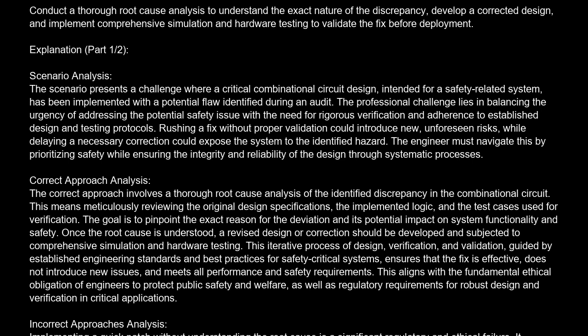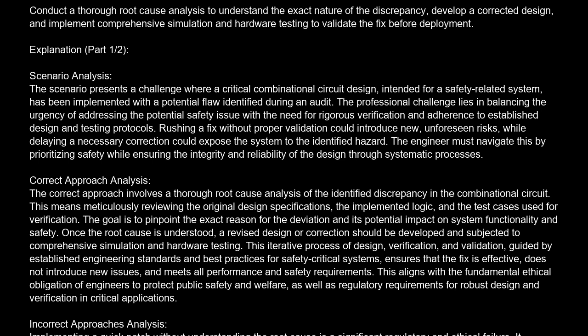The correct approach involves a thorough root cause analysis of the identified discrepancy in the combinational circuit. This means meticulously reviewing the original design specifications, the implemented logic, and the test cases used for verification. The goal is to pinpoint the exact reason for the deviation and its potential impact on system functionality and safety.